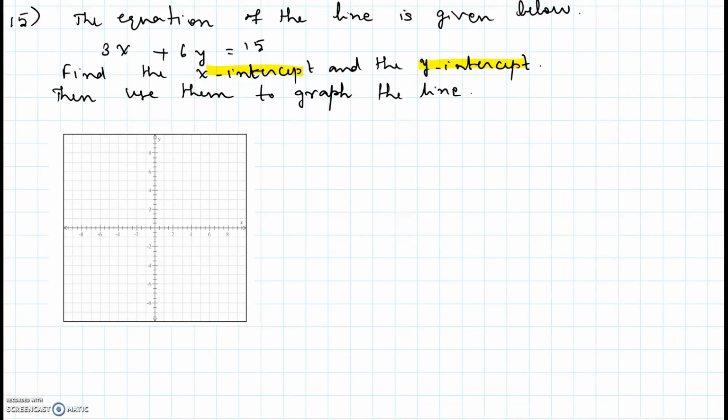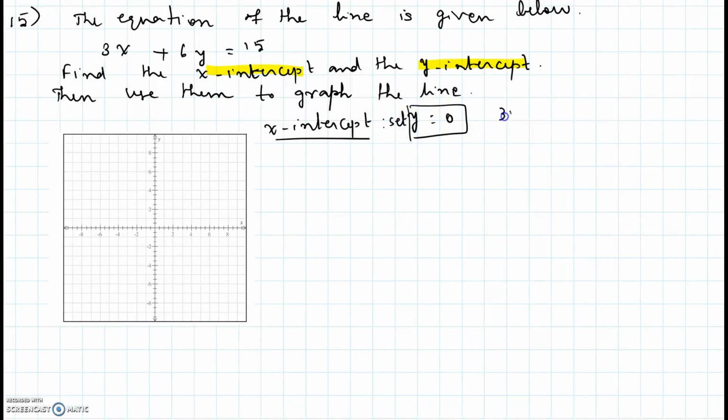X-intercept is a point on the x-axis where the line crosses the x-axis. Being a point on the x-axis, its y-coordinate would be 0. So in order to find out the x-intercept, we have to set the y to 0. So set y equal to 0.